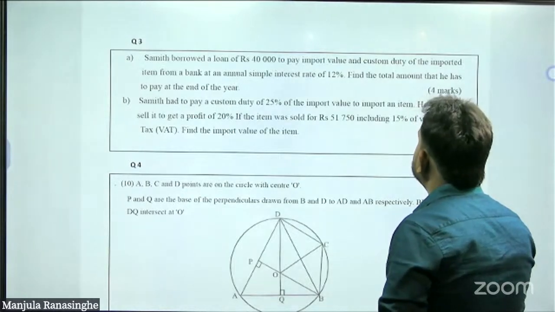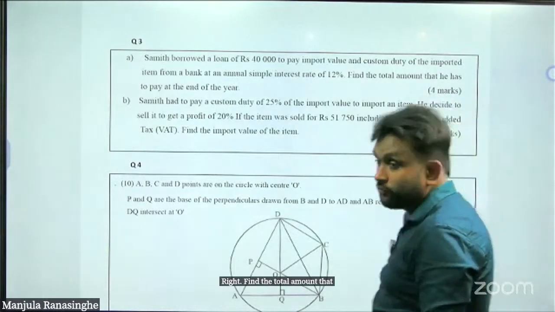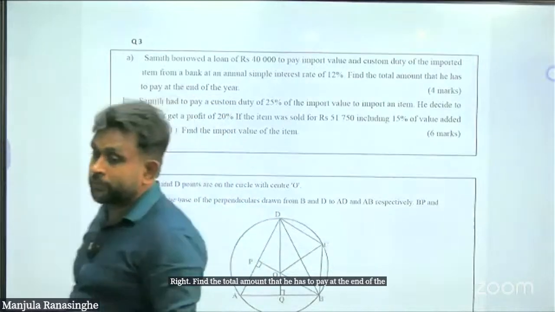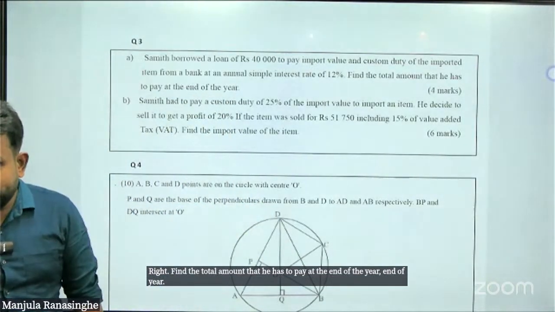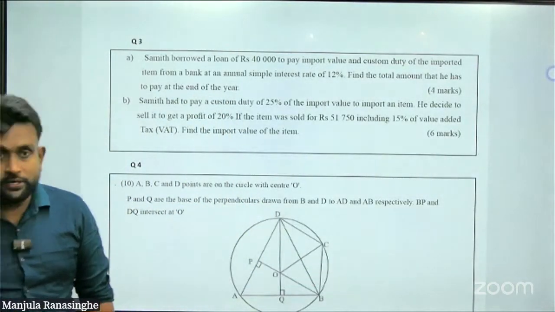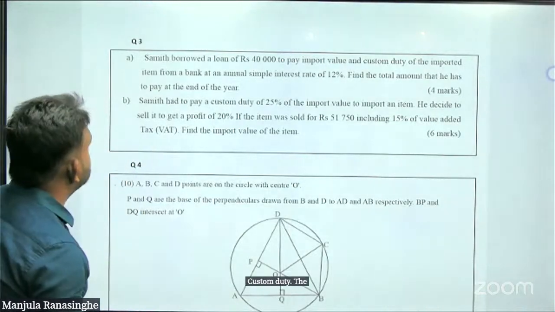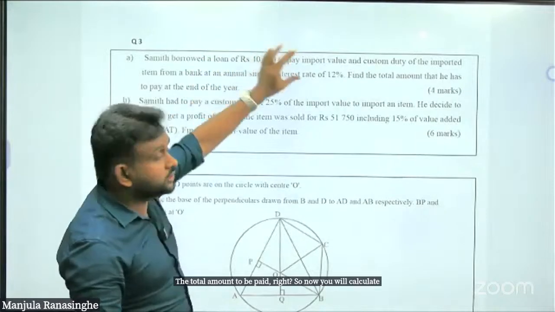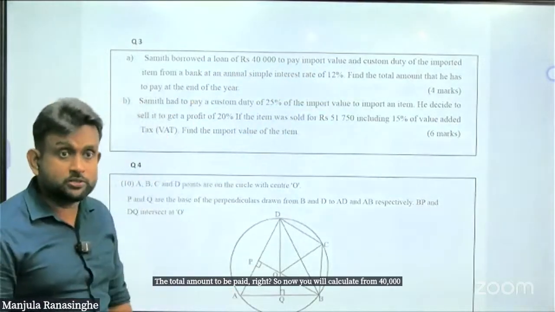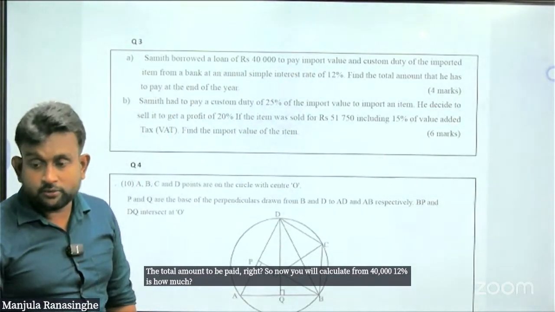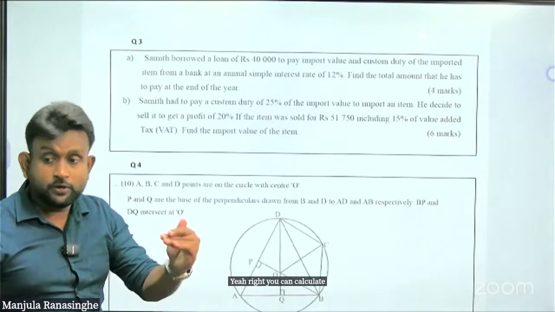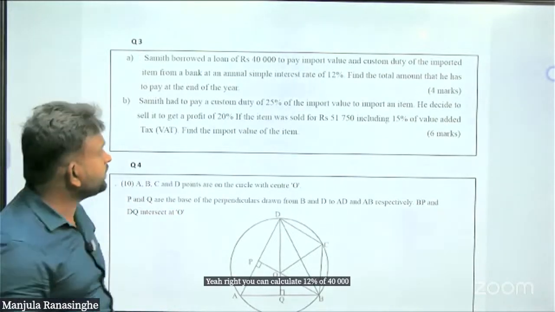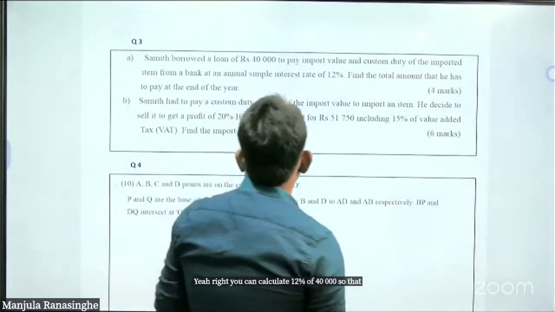Right, find the total amount that he has to pay at the end of the year. They ask in the question about the custom duty, the total amount to be paid. So now you will calculate from 40,000, 12% is how much? You can calculate 12% of 40,000. So that is the interest, simple interest.